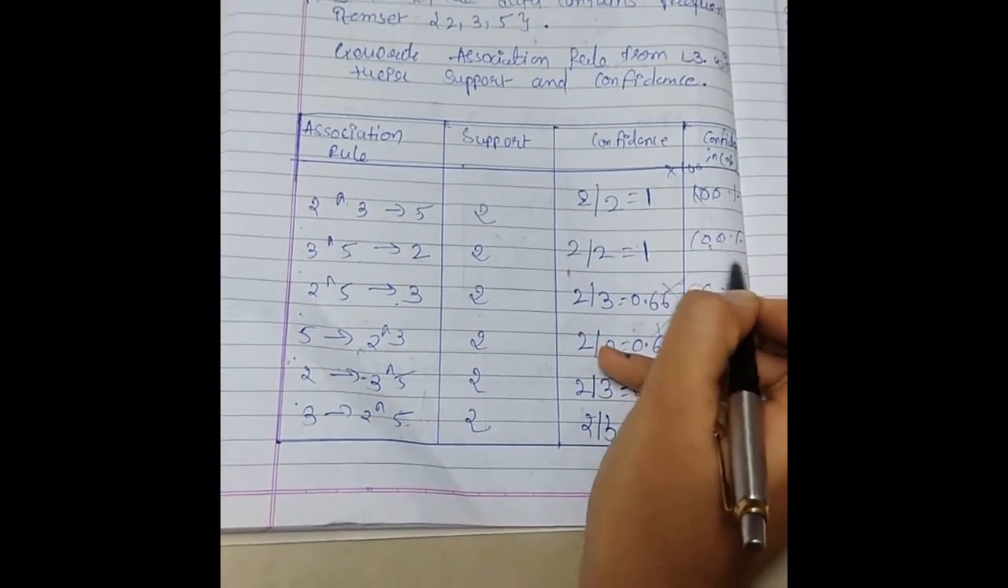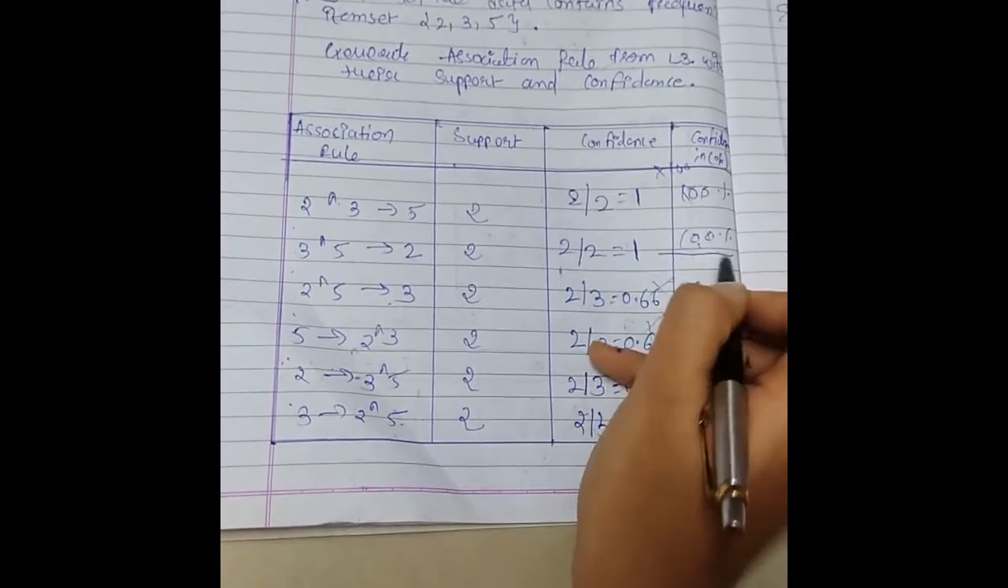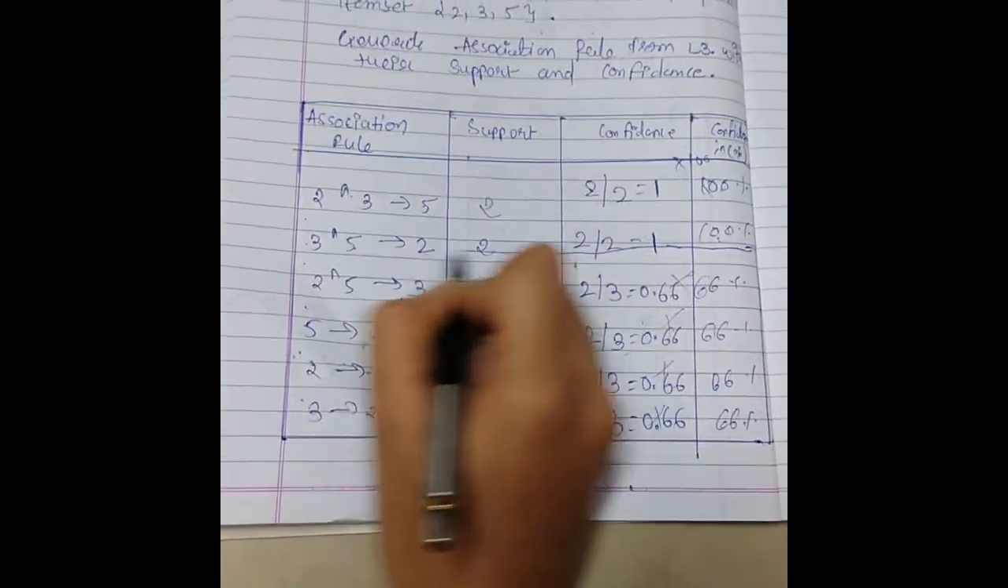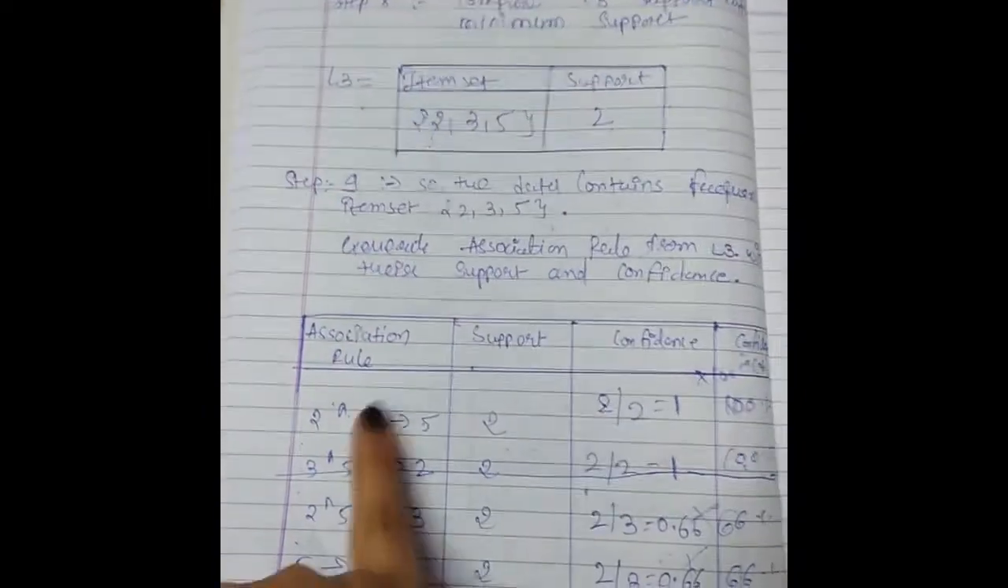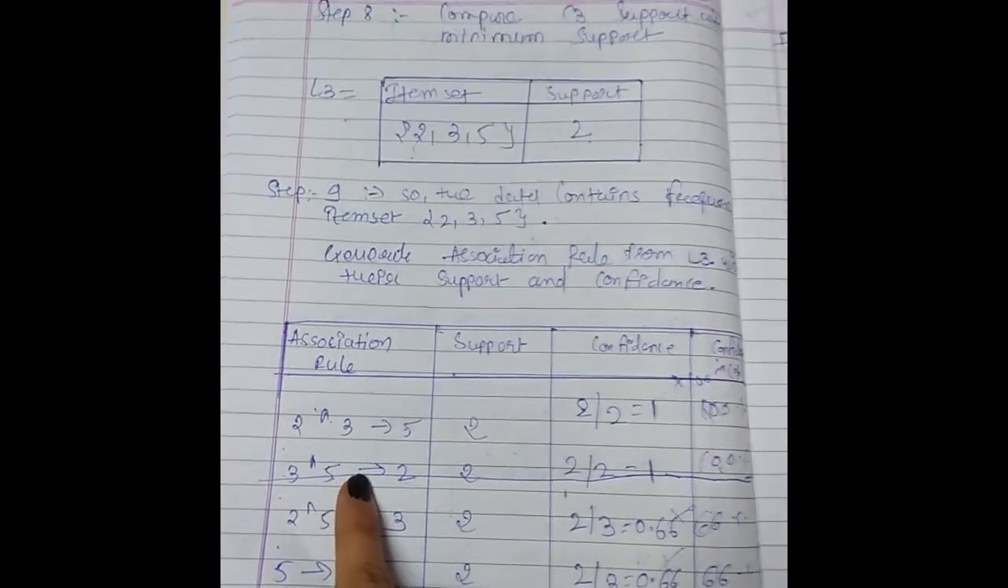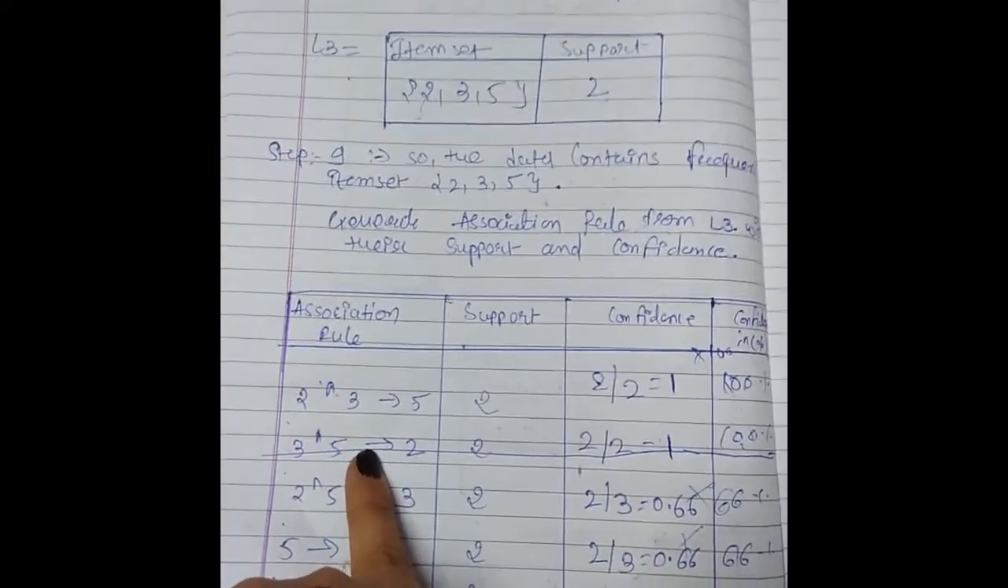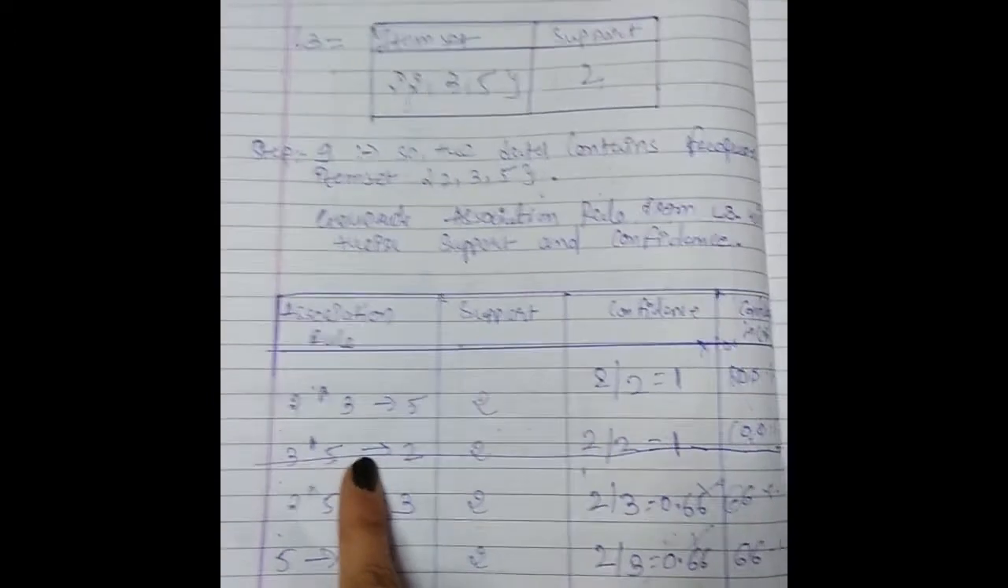So we'll continue with these two rules. These two rules are 2 and 3 implies 5, and 3 and 5 implies 2. So these are our final association rules derived from the frequent item sets.